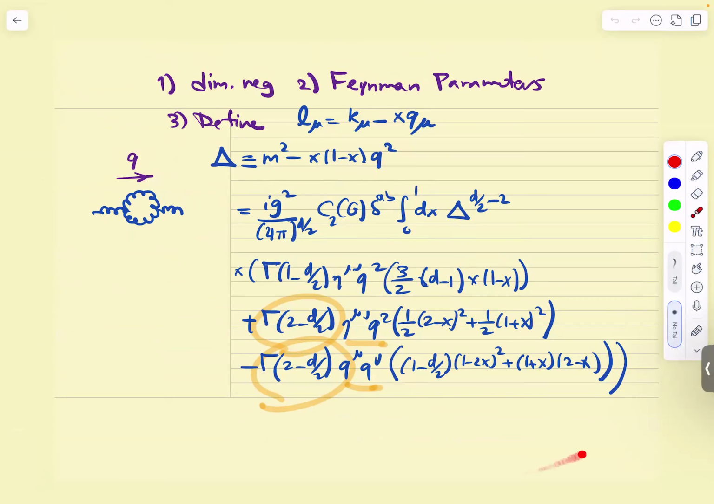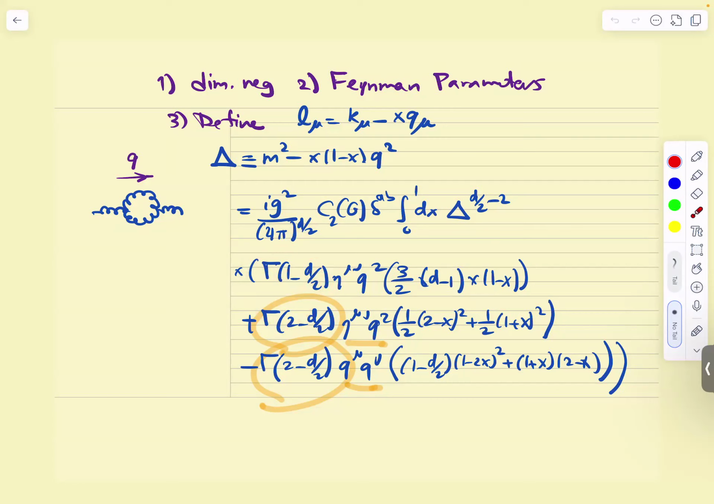In this expression, what I've done is the integral over L and taken out gamma functions, right? I've written them in this particular way. I want to emphasize this term, which has a pole at d equal 2, and these two terms that have a pole at d equal 4. This means terrible, right? This means this is highly unphysical.